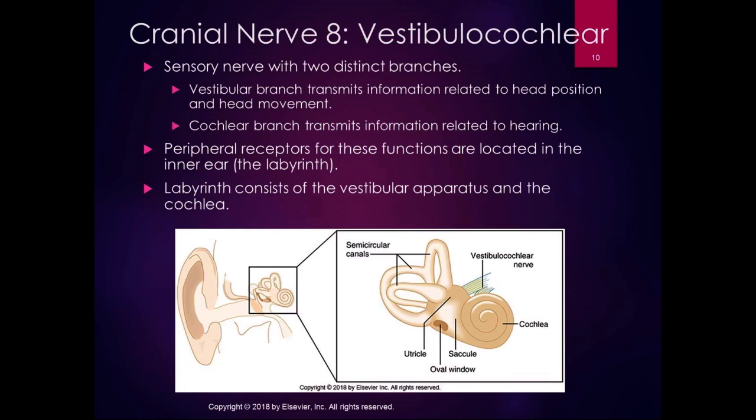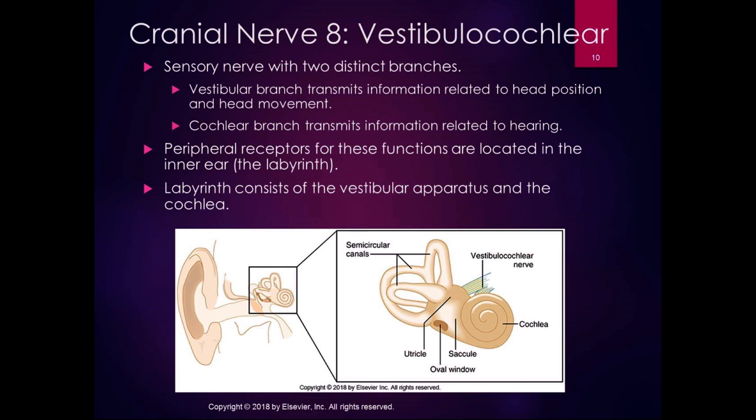The vestibulocochlear nerve is sensory. So it's a sensory nerve. It has two distinct branches. The vestibular branch transmits information related to head position and head movement. Really a big player in balance. So we'll talk more about that in chapter 22 when we talk specifically about the vestibular system.